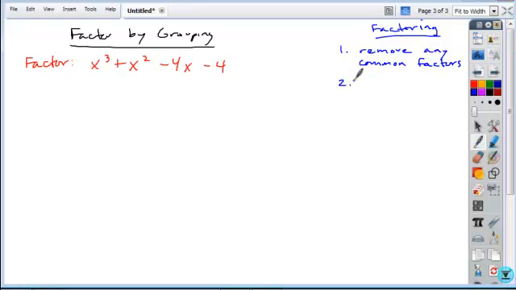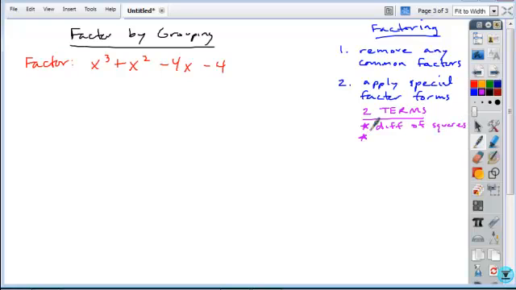Okay, once that's done, you can move on to the next step, which is to find any special factor forms. The special factor forms are based on the number of terms in your expression. If you're looking at an expression with 2 terms, the special factor forms you should consider are the difference of squares. If that doesn't work, the sum and difference of cubes. For the most part, those are the special factor forms that you'll see with 2 terms.